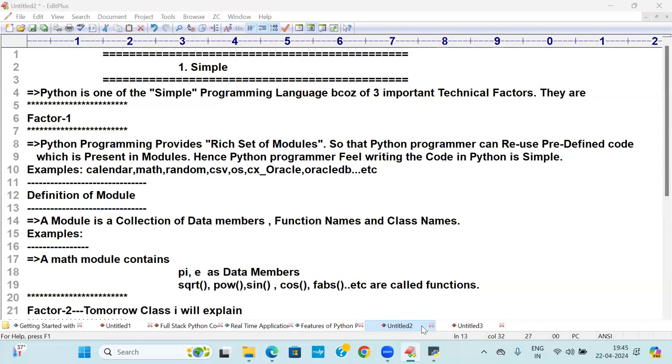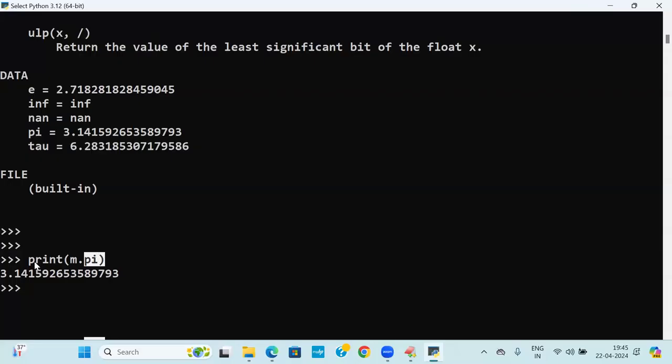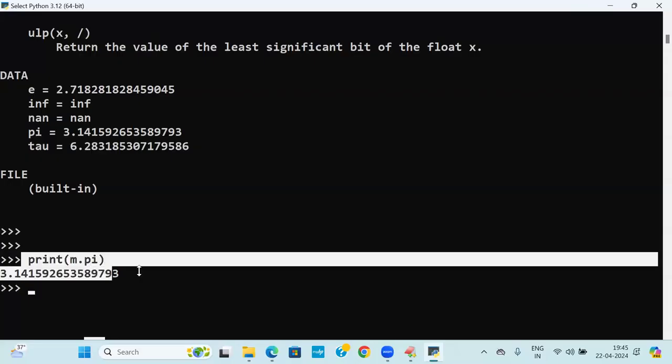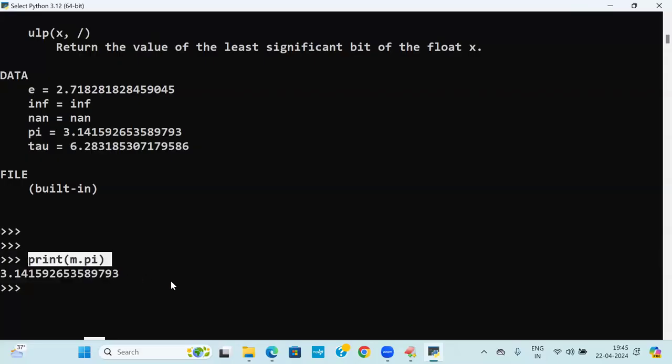Janie, after writing this code, ma, are we pressing the enter key or not? After writing this code, we press the enter key so that you will get the output. So let us start the clarification. Ali, my dear student Ali.